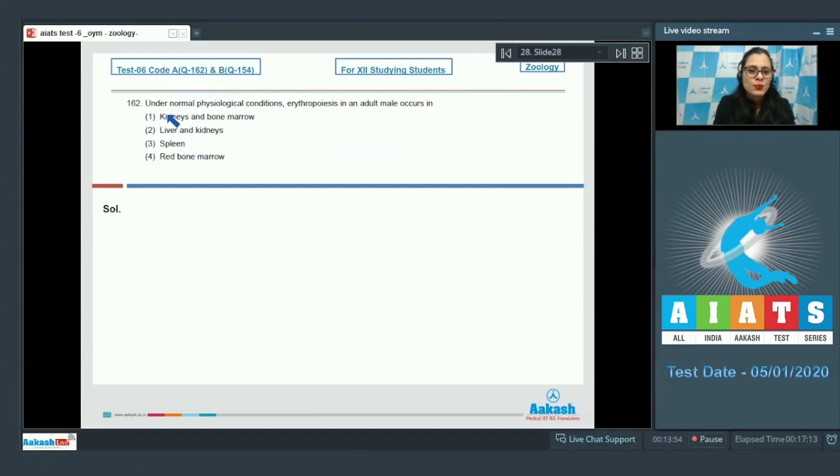Question number 162. Under normal physiological conditions, erythropoiesis in an adult male occurs in, and the options given are kidneys and bone marrow, liver and kidneys, spleen, and the last option is red bone marrow. Erythropoiesis means production of red blood cells or RBCs.